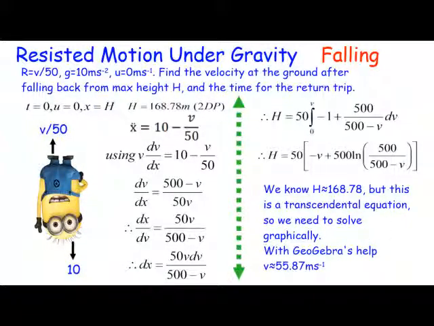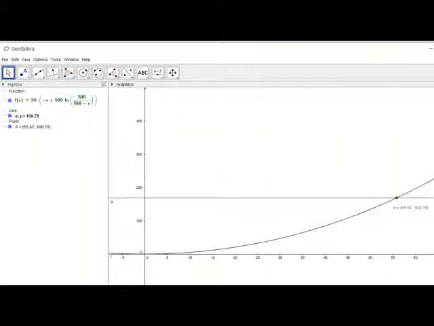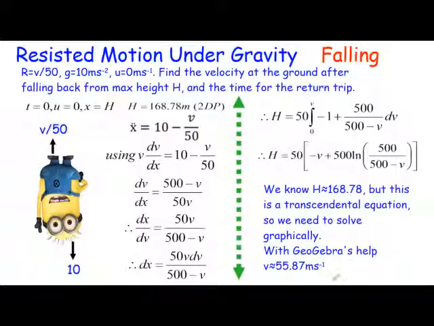I'll just show you GeoGebra. Let's have a quick look. In GeoGebra, I actually plotted the function, and you can see here that the point A over here is actually 55.87 at 168.78. So I just used GeoGebra to graph it and work out the solution. With transcendental functions, we haven't got much option really.